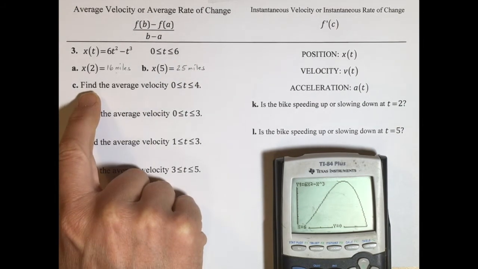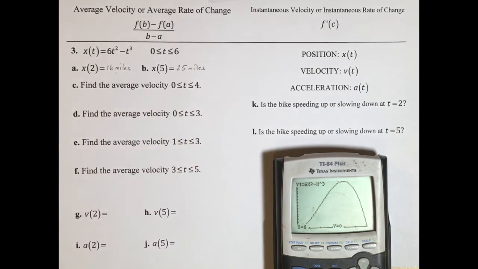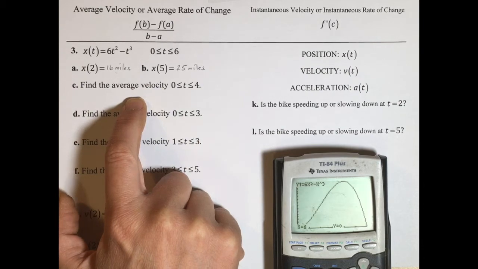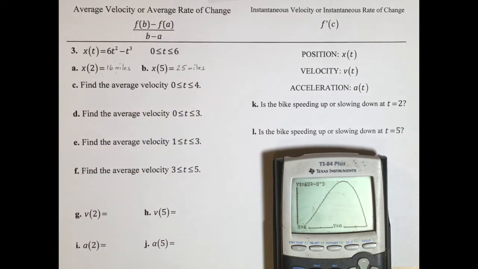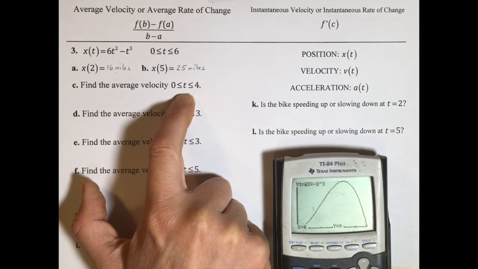Here I'm asked to find the average velocity of his bicycle from time 0 to time 4. Well, the concept of average velocity does not require calculus. I can determine an average velocity without needing to calculate any derivatives. Let's just determine the distance he traveled from time 0 to 4, and then we'll divide by a time of 4 hours.